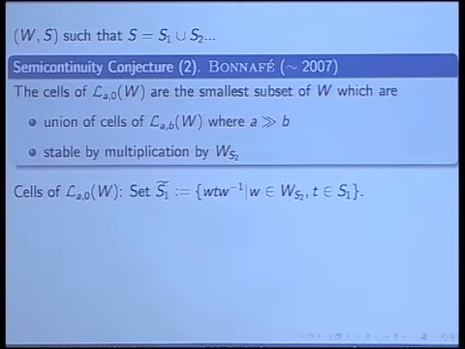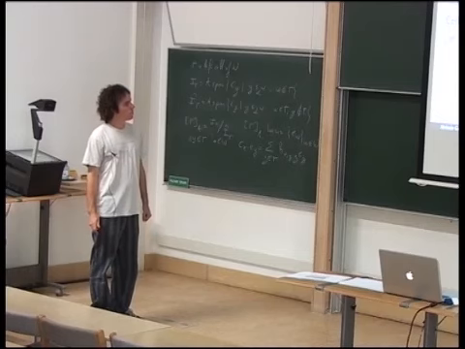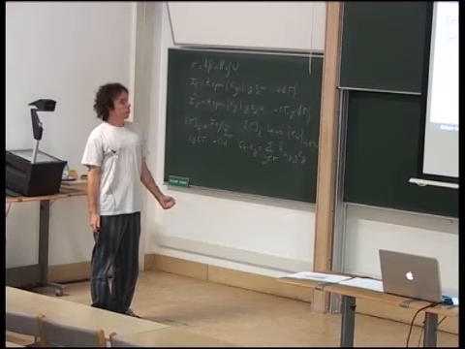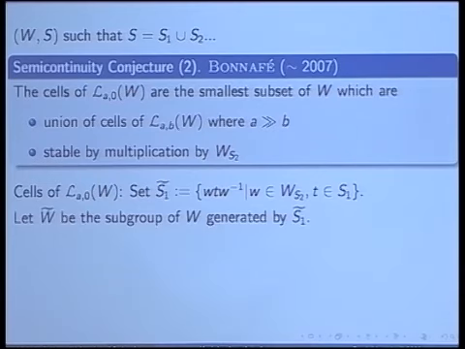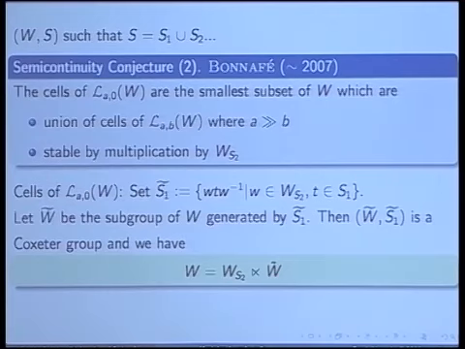So you fix S1 tilde to be the set of conjugates of a generator in S1 by an element in W S2, so the w t w inverse. This set generates a subgroup of W, which we call W tilde. And it turns out that actually W tilde, S1 tilde is a Coxeter group. It has been proved by Howlett, and then later on by Brink and Howlett and Dyer. So this is not an easy fact, that this thing is a Coxeter group. And then W can be written as the semi-direct product of W S2 times this W tilde.